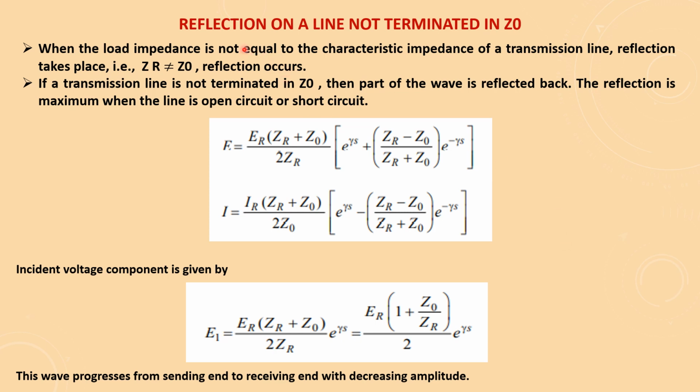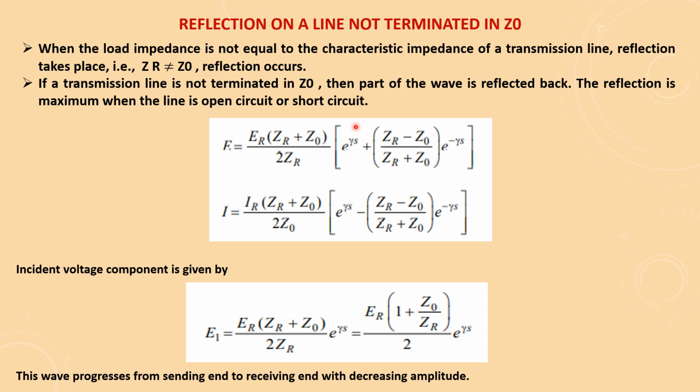And the next one is reflection on a line not terminated in Z0. That is, when the receiving end impedance is not terminated by its characteristic impedance, then obviously there will be a reflection. So reflection occurs. If the line is not terminated in Z0, then we can write the voltage and current equation. And any voltage or current equation will consist of two components. One is the incident wave, the other one is the reflected wave.